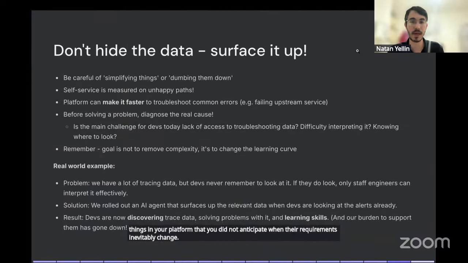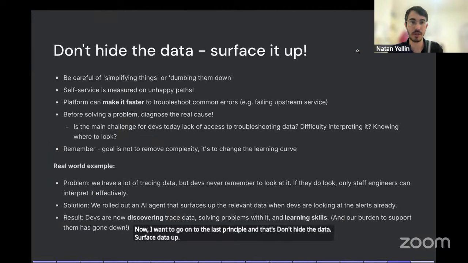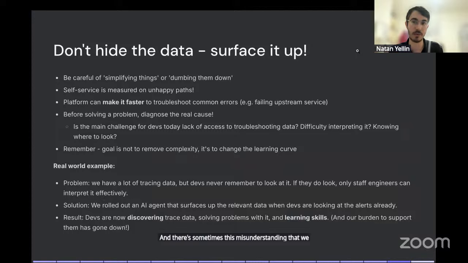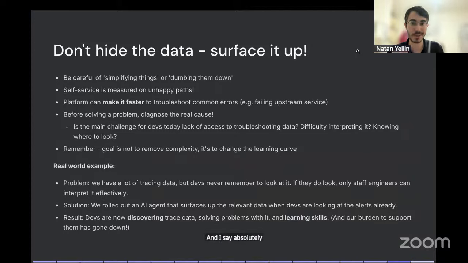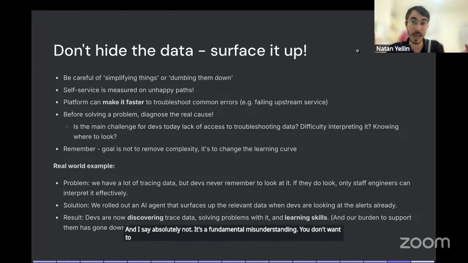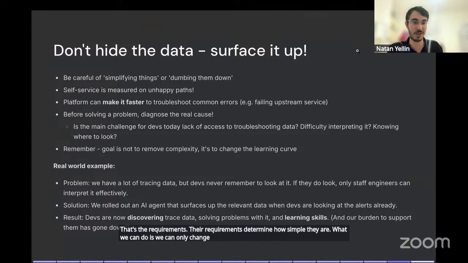Now, I want to go on to the last principle, and that's don't hide the data. Surface data up. And there's sometimes this misunderstanding that we want to simplify things. We want to dumb them down for developers. And I say absolutely not. It's a fundamental misunderstanding. You don't want to simplify things. Again, we can't change the complexity. The requirements determine how simple they are. What we can do is we can only change that learning curve.